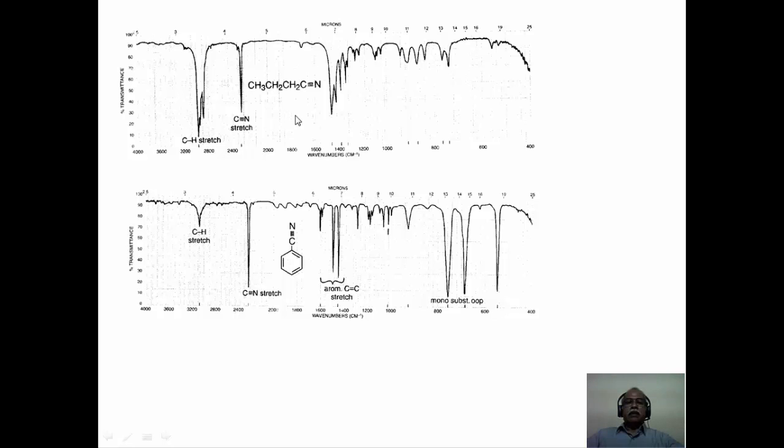The only difference is the C triple bond C, sometimes one can miss it if it is an internal acetylene, because there won't be any dipole moment change. So the intensity of the C triple bond C is usually weak compared to a C triple bond N stretching frequency. In the case of the alpha beta unsaturated system, in addition to the C triple bond N, one also sees the C double bond C stretching frequency in the normal region of 1600 to 1400 inverse centimeter, and this is the out of plane bending mode of the monosubstituted aromatic system, which is seen as a doublet usually in this region.